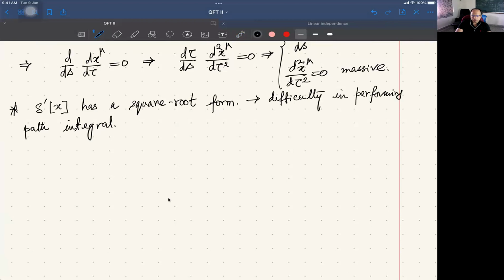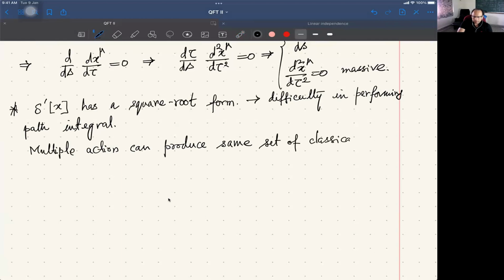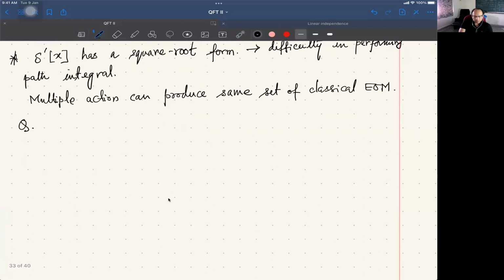Now, given the classical equations of motion, the corresponding action is not fixed. You can have multiple actions. Multiple actions can produce the same set of classical equations of motion. The question is, although this action S' is geometric, is it possible to construct a quadratic action which will reproduce the same equation of motion?